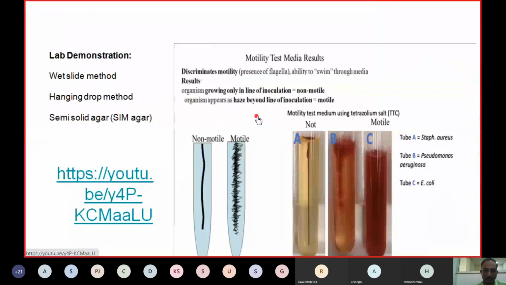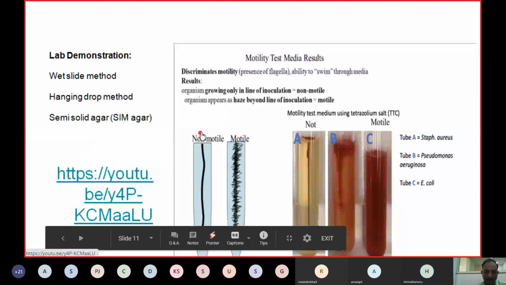Okay, can you please again confirm, are you able to see this slide where it is written motility test, media results? Yes, sir. Right. Yes, okay, sir. So you can see this picture.